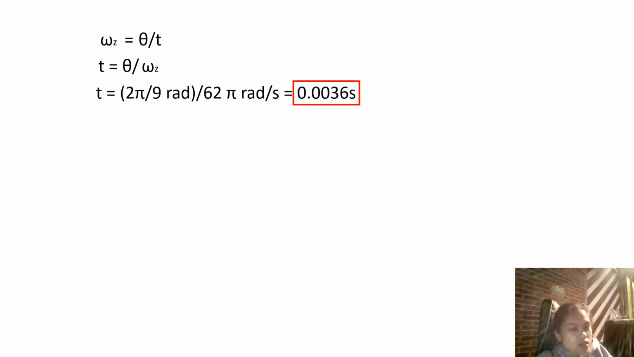Now we use the angular displacement of 40 degrees in radians, which is 2 pi over 9, and divide that by the angular velocity of 62 pi rad per second. That will give us an answer of 0.0036 seconds.